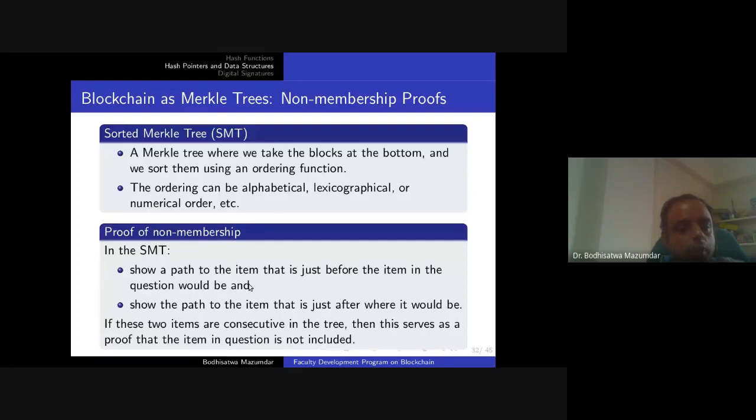And if both these items are the child nodes of the same parent node, then the non-membership is being established. So if these two items are consecutive in the tree, then it serves as a proof that the item in question is not included. That means that item is not there in the tree.